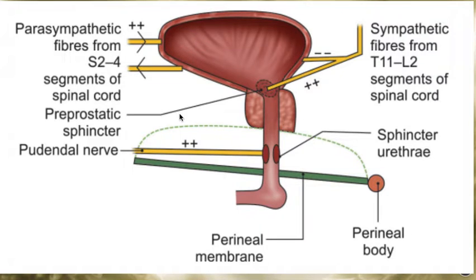Right. Pudendal nerve, sensation coming from the sphincter urethrae.